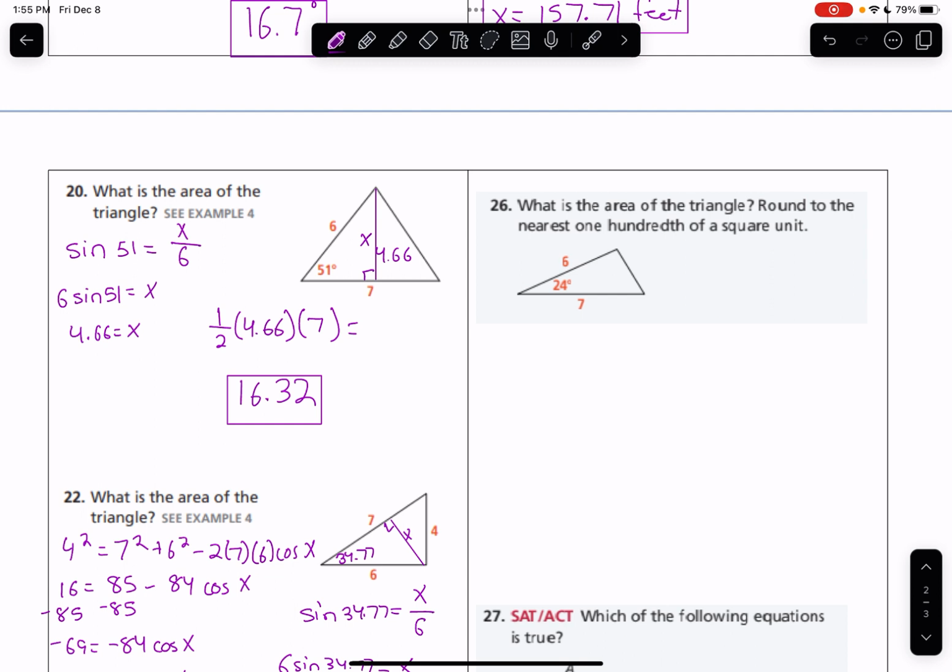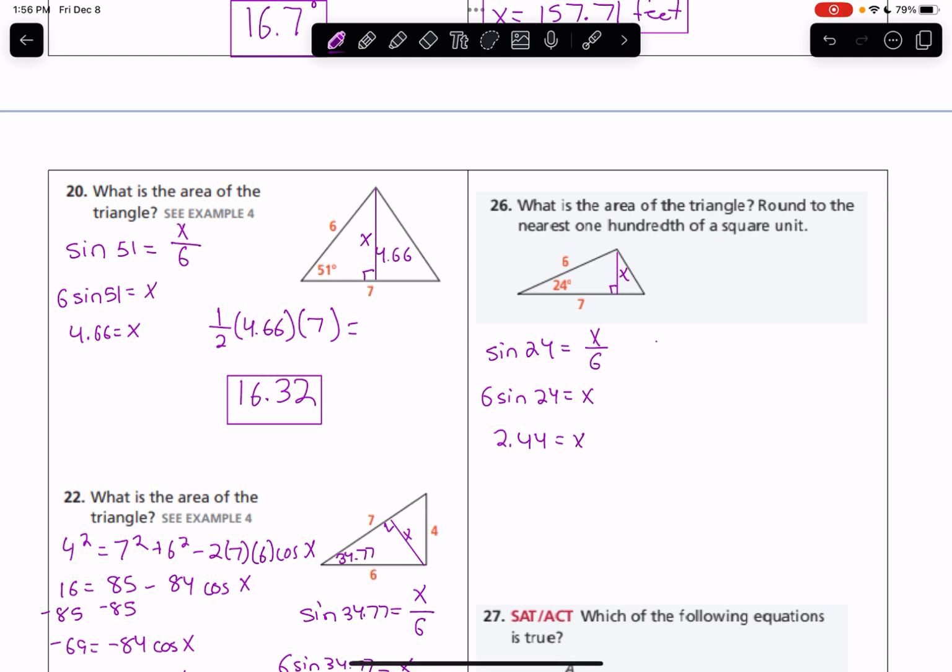Number 26, what is the area of the triangle? It is, again, a triangle where we can go ahead and draw an altitude into it. And we can use the sine because we have the hypotenuse. We're looking for the opposite, and we have an angle. So there's x. We can say the sine of 24 is equal to opposite x over hypotenuse 6. Multiply both sides by 6, so 6 sine of 24 equals x. Run that through your calculator. You get 2.44 equals x. And so that's the height of the triangle.